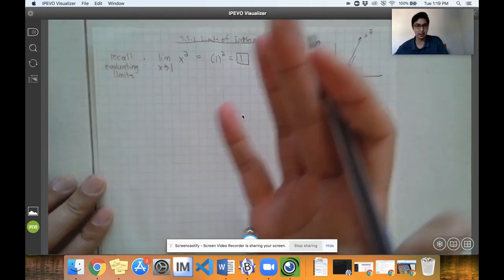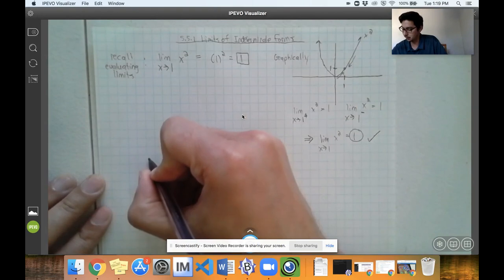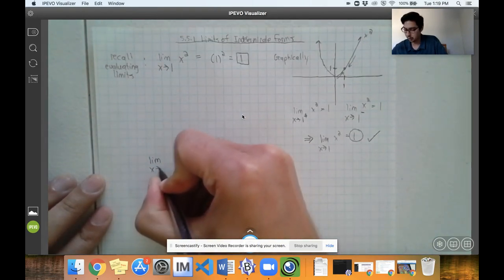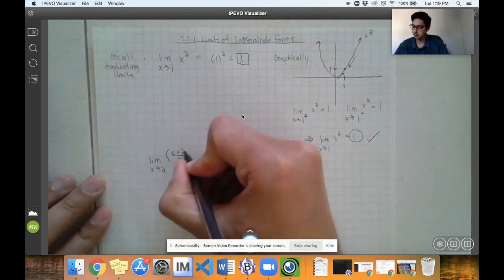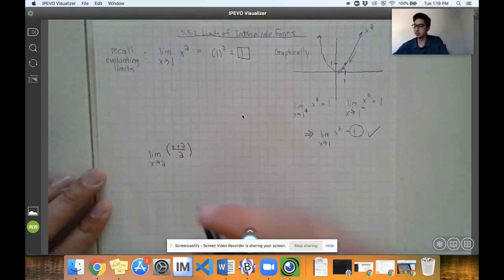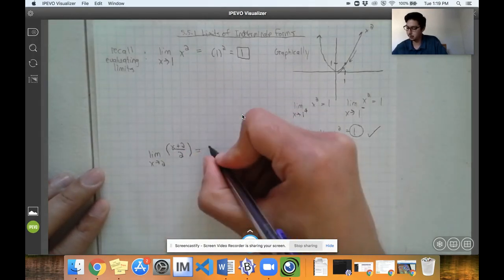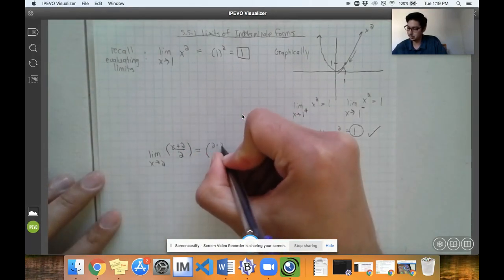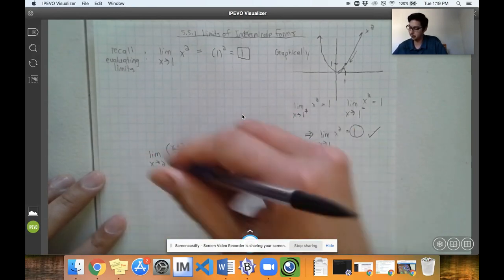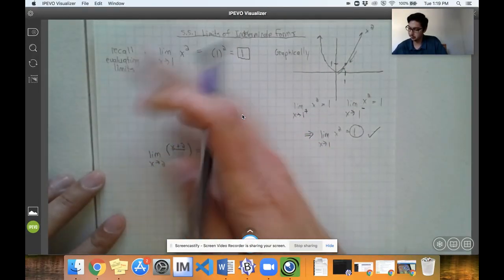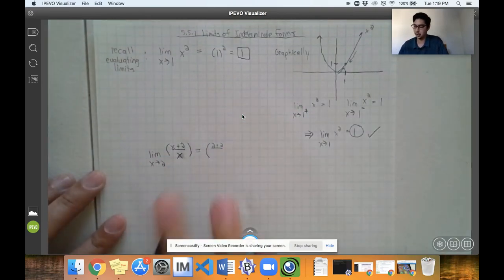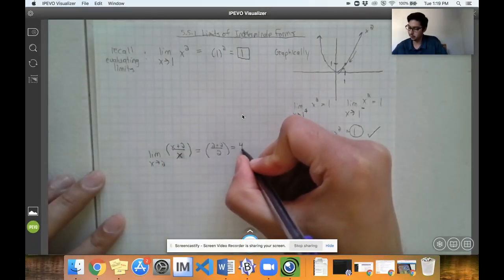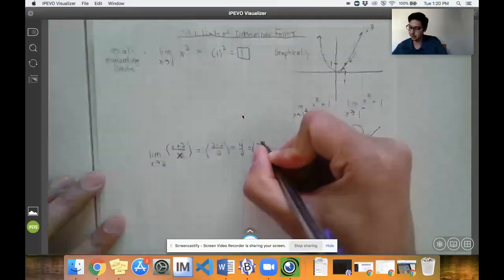Now, what if I gave you another problem to recall this? Let's say I said, what's the limit as x approaches 2, this time of a fraction, x plus 2 over x? Nothing changes here because, again, we could just plug in 2. If you plug in 2, it's going to be 2 plus 2 over 2, which gives us 4 over 2, which is equal to 2. And we get our answer.